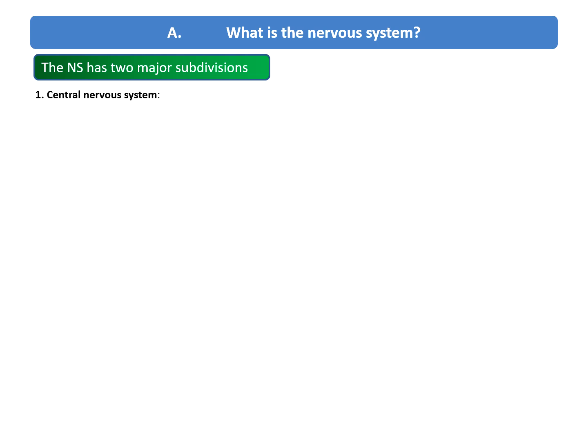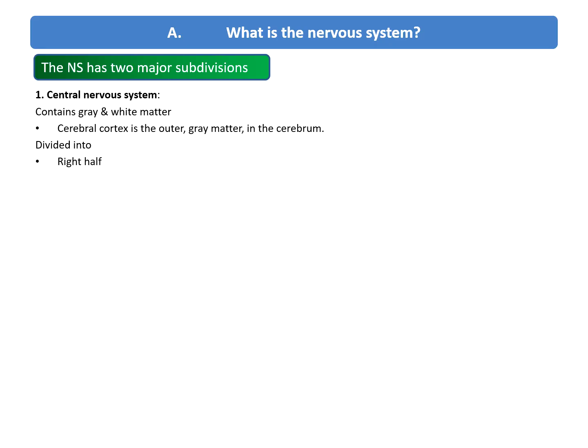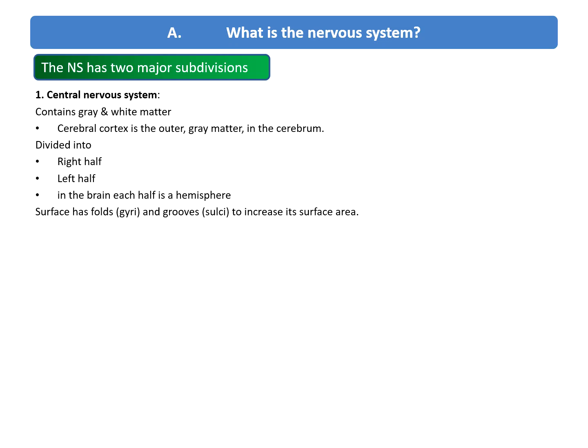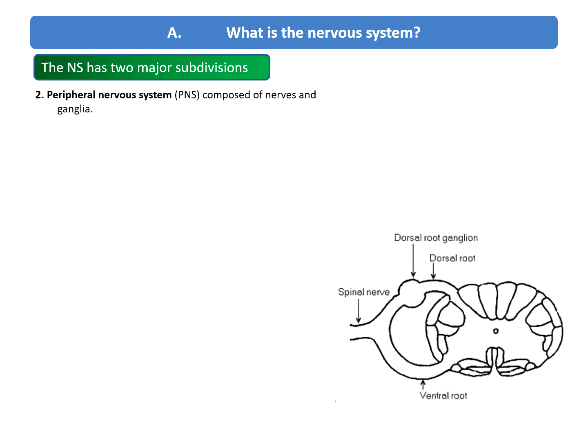Let's look at the central nervous system. It contains gray and white matter, two kinds of material. The cerebral cortex is the outer gray matter of the cerebrum. It's divided into a right half and a left half. In the brain, each half is a hemisphere, so you refer to the cerebral hemisphere. The surface has folds called gyri and grooves called sulci to increase its surface area.